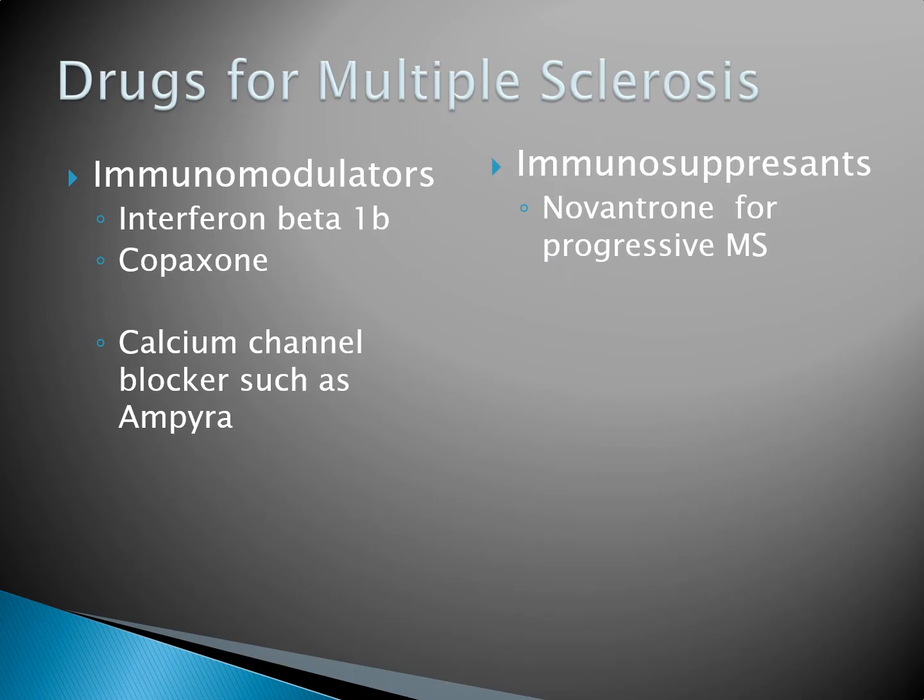So your drugs for multiple sclerosis would be your immunomodulators. So things such as interferon beta 1b or Copaxone. Your beta interferon decreases the number of relapses of the symptoms by decreasing inflammation of the immune response. So this sort of interferes with your body attacking itself, so attacking the neurons.